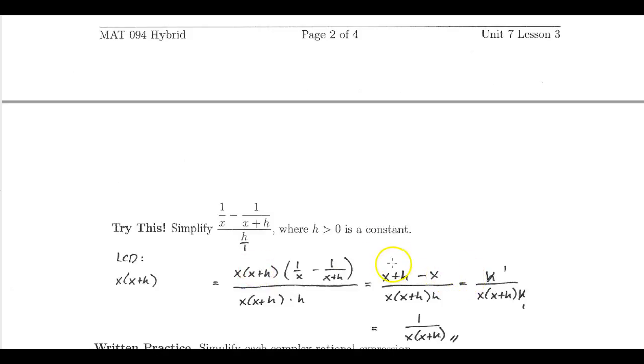So what happens is x minus x is 0 plus h. I get an h in the numerator over this x times x plus h times h. So these h factors cancel, and I get 1 over x times x plus h. Okay, so that's another example that we use this type of procedure for later in calculus, and you'll work with that.